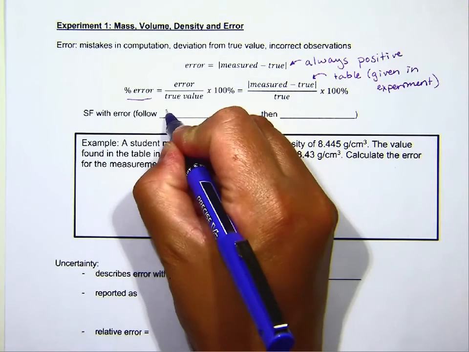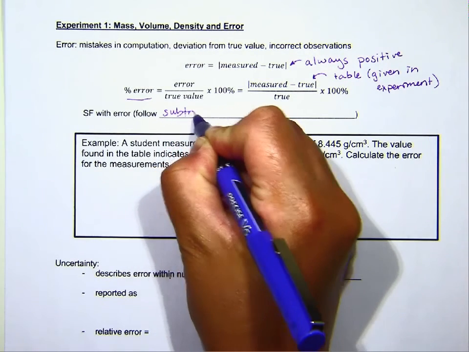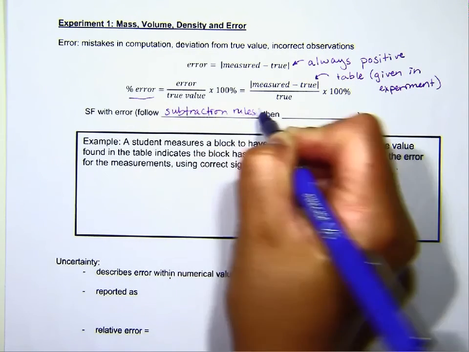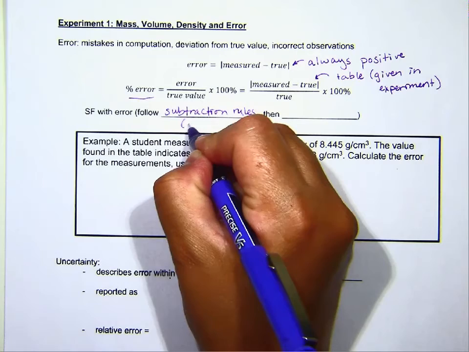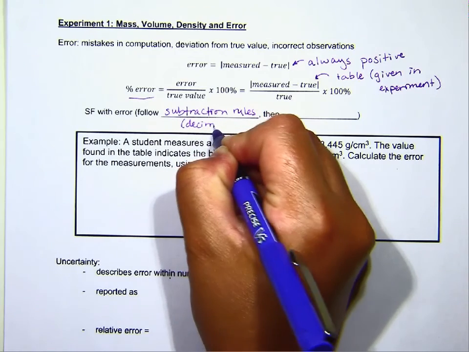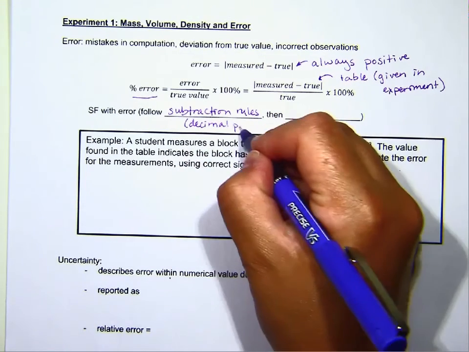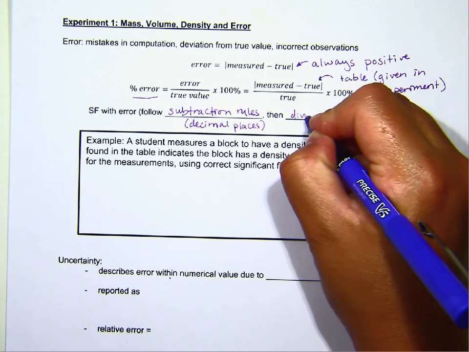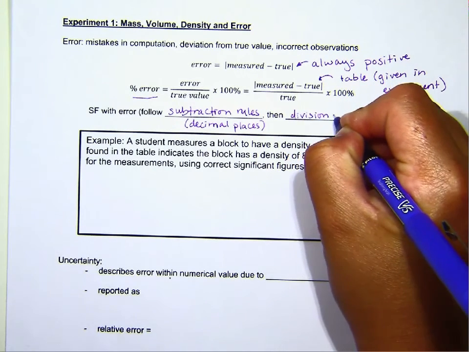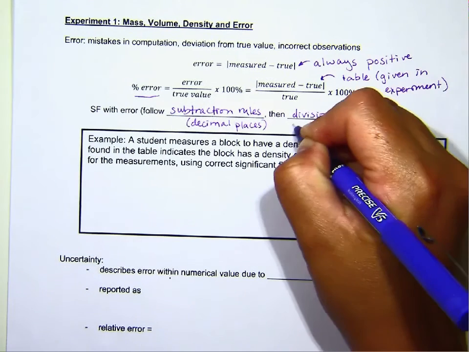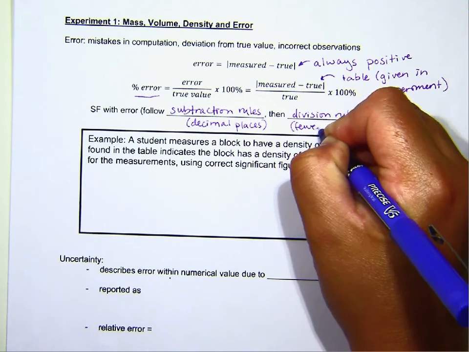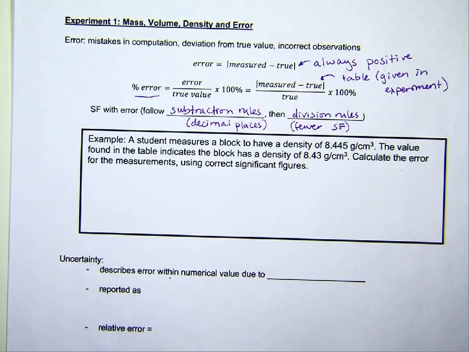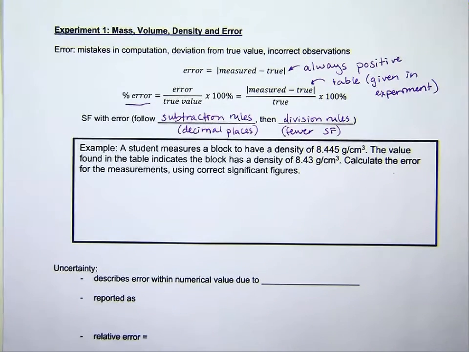Now, because we're subtracting, we'll most likely lose some significant figures. So we're going to follow our subtraction rules first when we're thinking about significant figures with error. And this is where we think about decimal places. And then we're going to focus on our division rules for significant figures, and that's when we follow whichever one has fewer significant figures. So let's do an example to get you thinking about this.